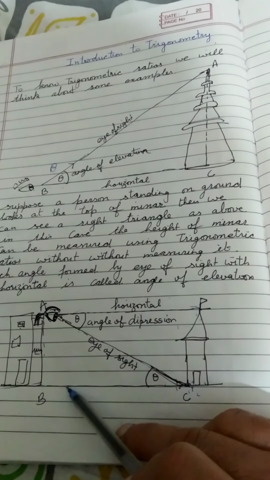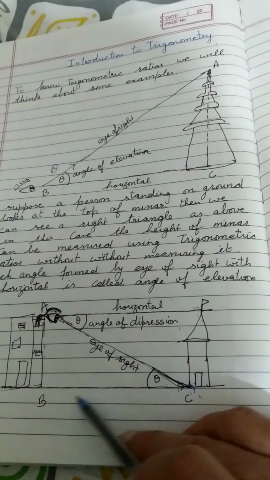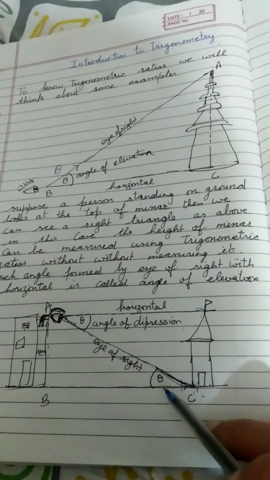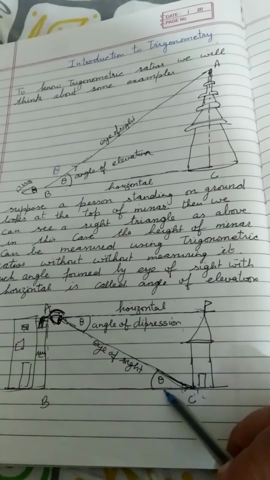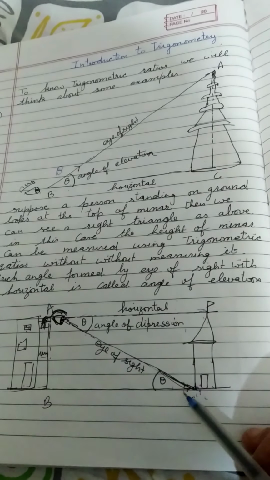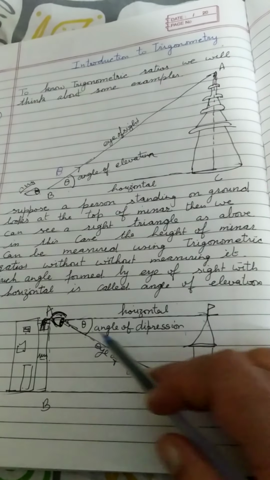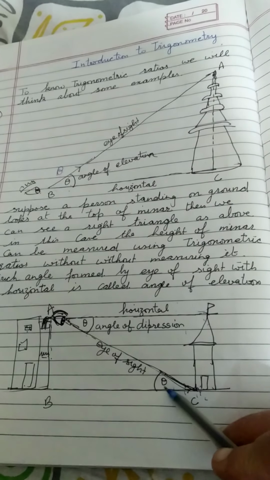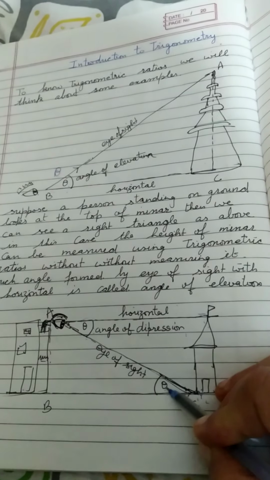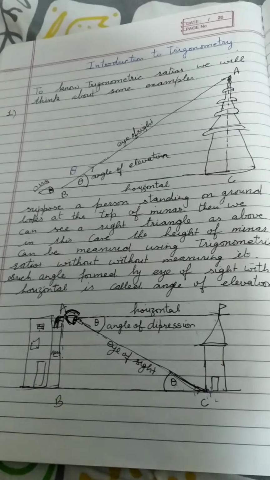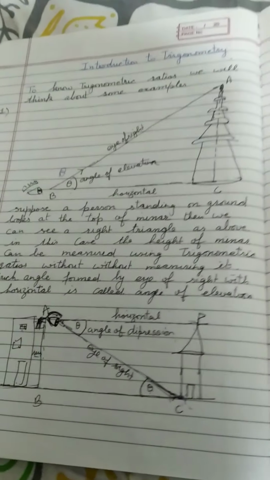This is also horizontal, parallel to this horizontal. These lines are parallel to the x-axis. Now this is the angle of depression. See, these two lines are parallel and these alternate angles are equal. Then this is the angle of depression. Again, this is equal to the angle of depression. This angle is named as theta. Here this angle is named as theta.